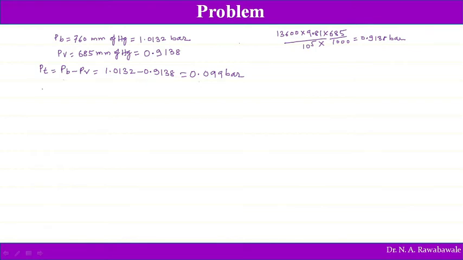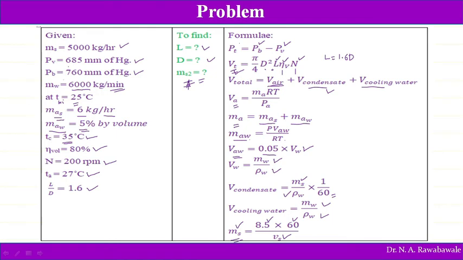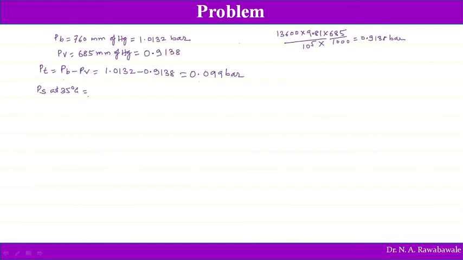0.099 bar. So PS, the saturation pressure or partial pressure of steam at 35 degrees Celsius. The condenser temperature is given as 35 degrees Celsius. At 35 degrees Celsius, this works out to be 0.056 bar from the steam table.